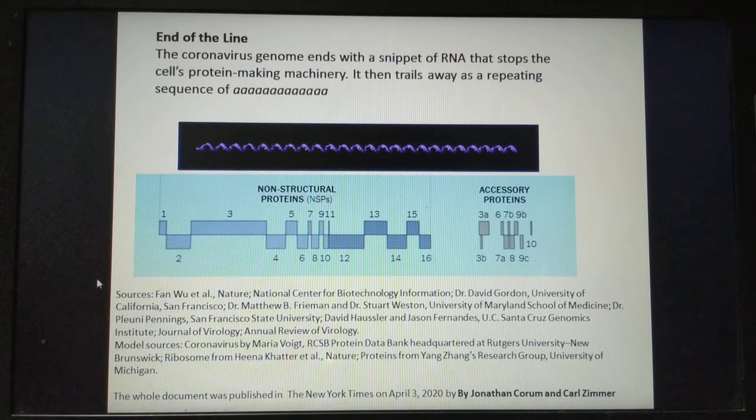Now, finally, let me acknowledge the sources. The New York Times review collected data from Nature, Annual Review of Virology, Journal of Virology, and another Nature paper, and the whole document was published on April 3rd by Jonathan Corum and Carl Zimmer in the New York Times.